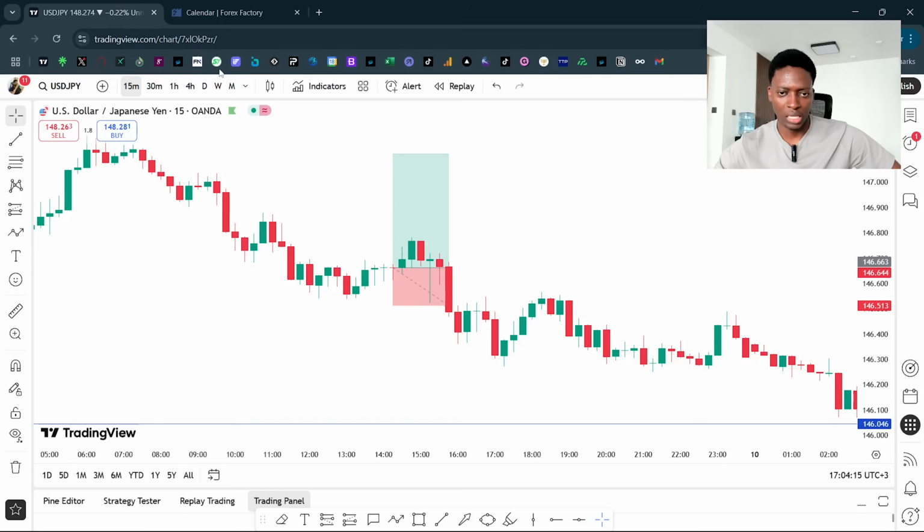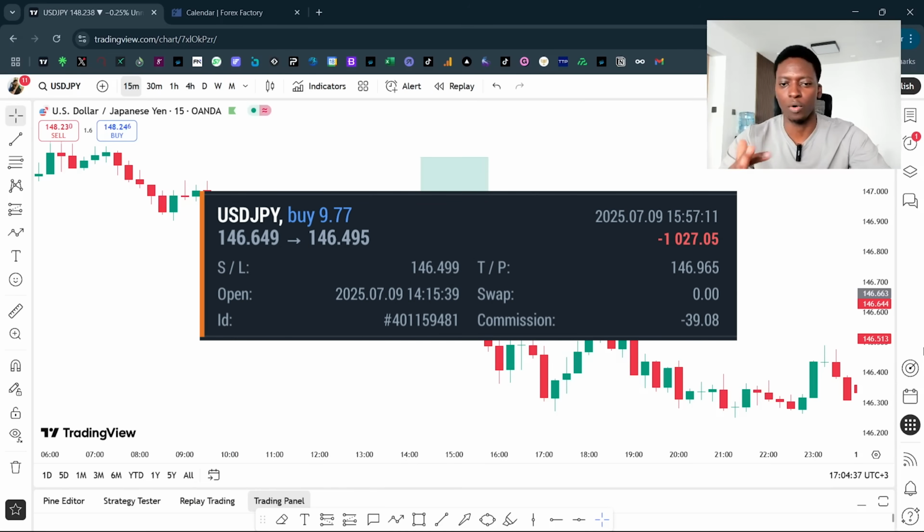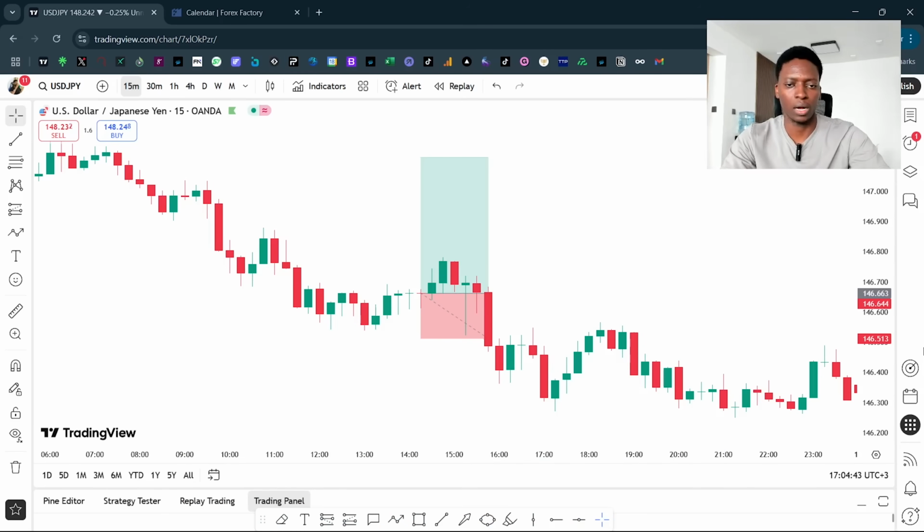So on that day, the calendar was clean. However, I still took a loss on this setup because of the market not respecting my price action. And I'll get into that in a minute. I took this trade on my $100,000 account. I lost exactly about $1,000 on this trade, which was basically 1% of my account size.